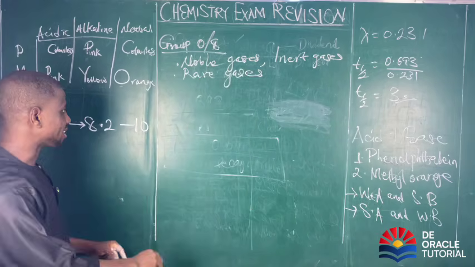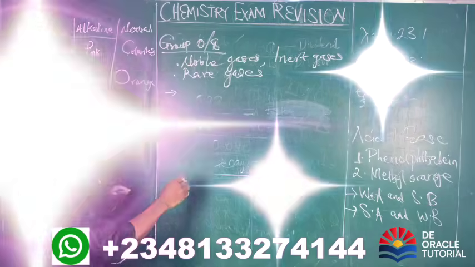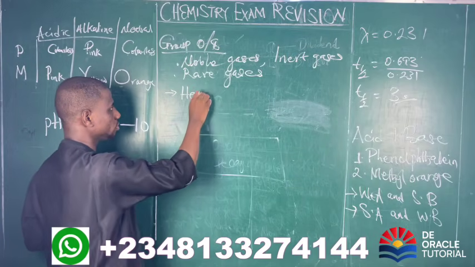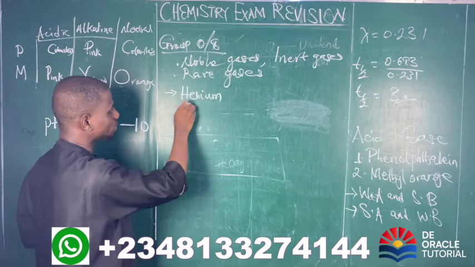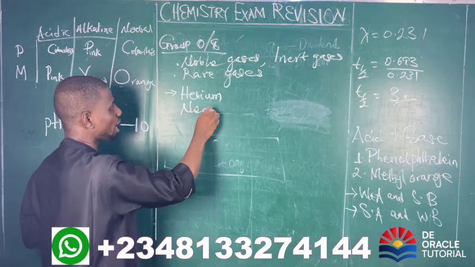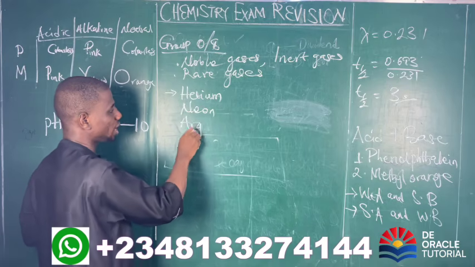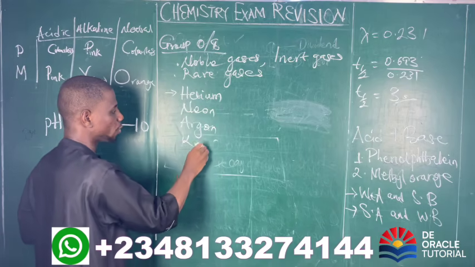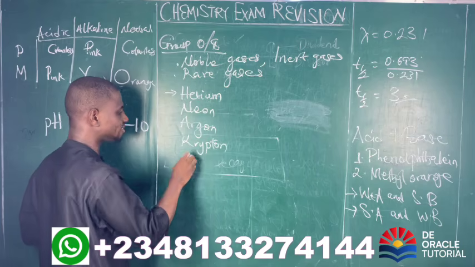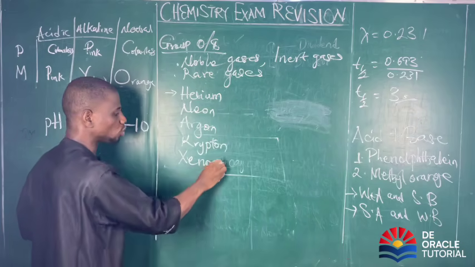Exactly. Now, what are the examples? The first one we have is helium. We have the next one, which is what? Neon. We have the next one, which is argon. We have the next one, which is krypton. We have the next one, which is what? Xenon. We have the next one, which is what? Radon.